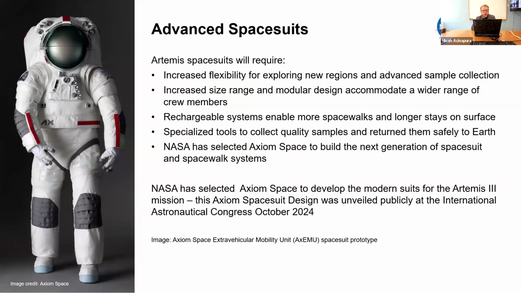We have this advanced spacesuit, which is coming online, that NASA selected Axiom to develop. It's a totally new, modern type of spacesuit for Artemis. As compared with a lot of the bigger ones, it's not quite as bulky as the ones you've seen in the past. It's going to increase flexibility for exploring new regions, more advanced sample collection, and increase size range and design, so you can do more things. There are rechargeable systems, so you can have more spacewalks and stay on the surface longer than during the Apollo era. There are a lot of specialized tools that we can use when we're going and sampling the moon. It's really just the next generation in the progression of all of this.